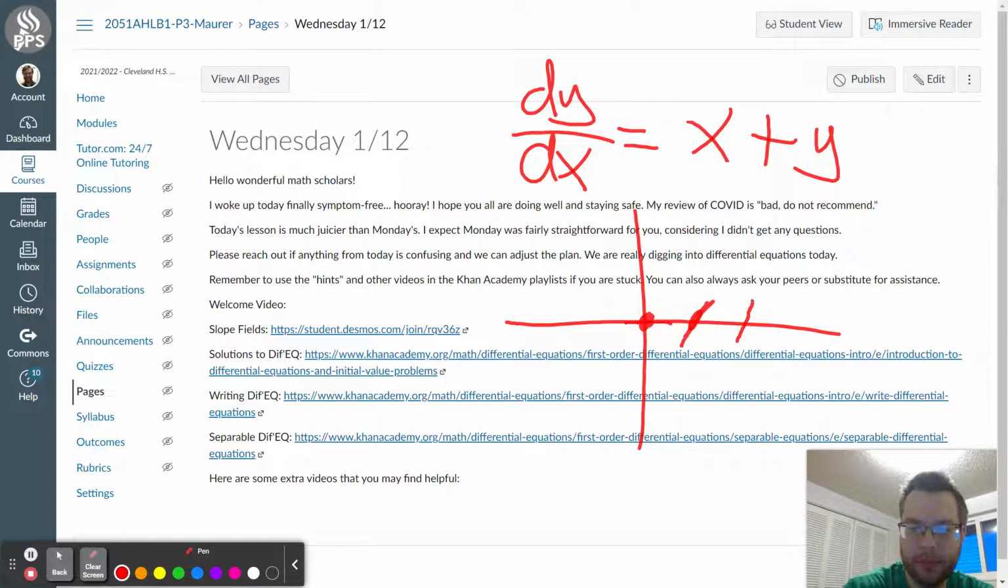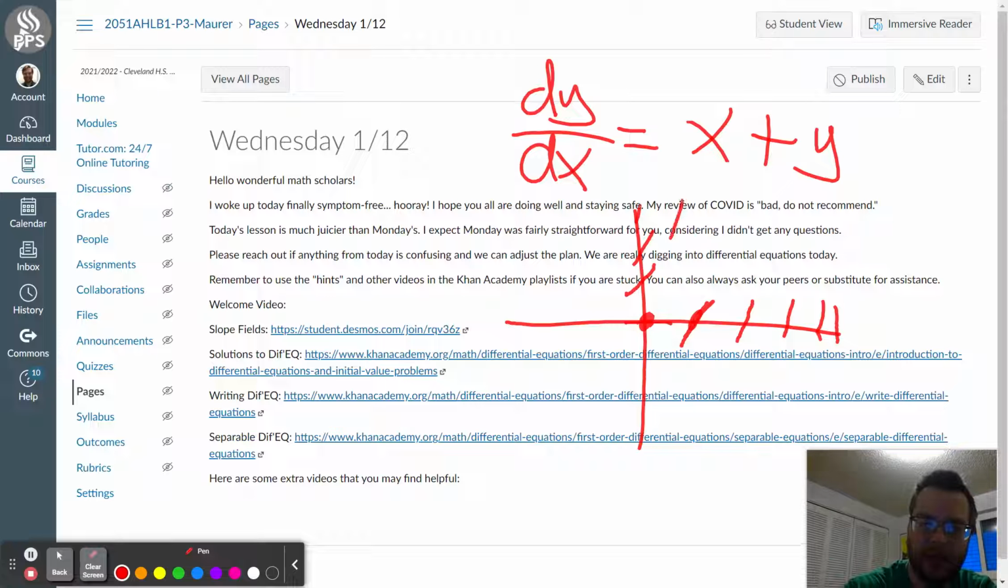Then here's a slope of 2, slope of 3. And so as I move further to the right, they get progressively steeper. For the exact same logic, as I move up, they get progressively steeper. As I move up and to the right, I have more and more steep little tick marks. So each of these represents the slope of the solution at that point.